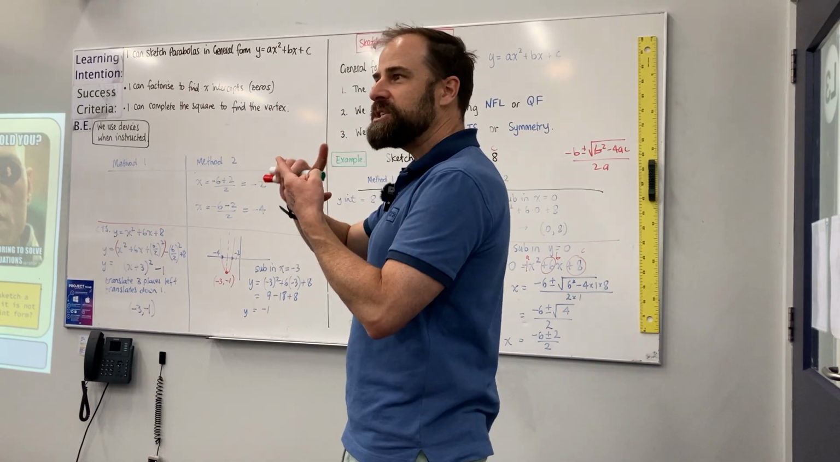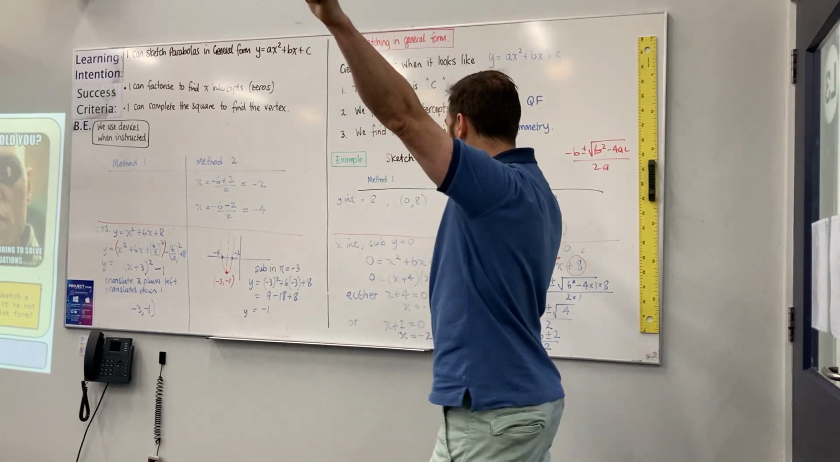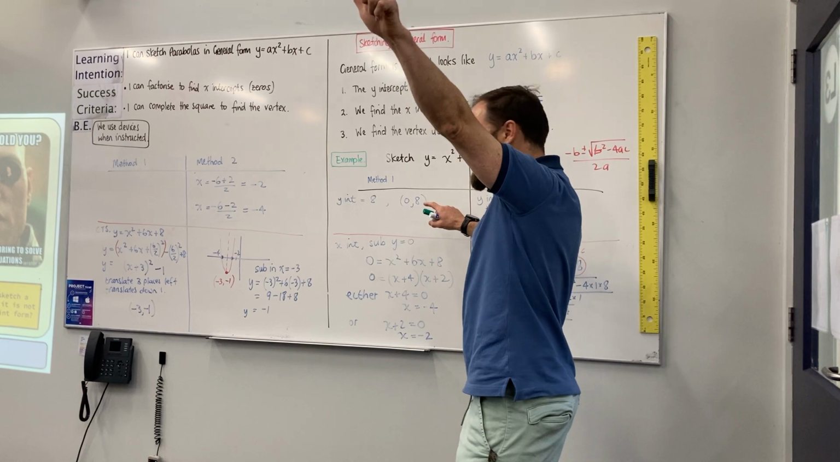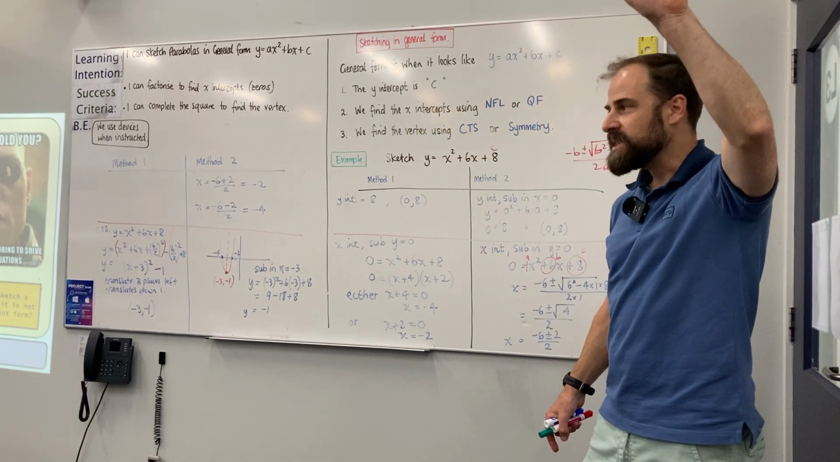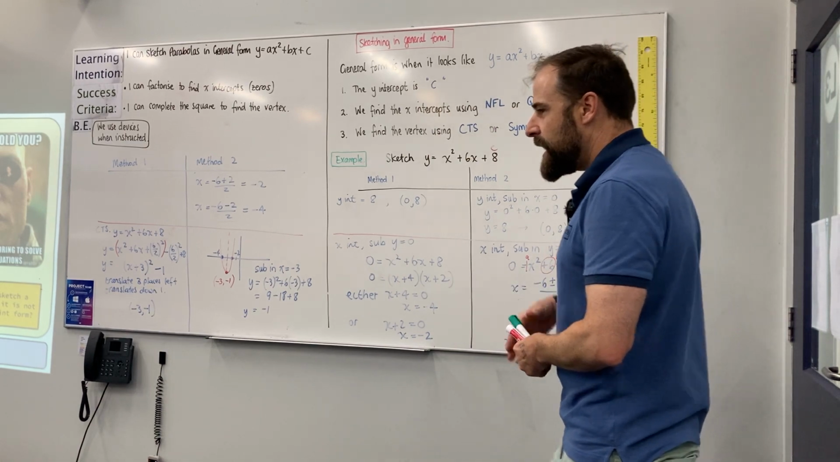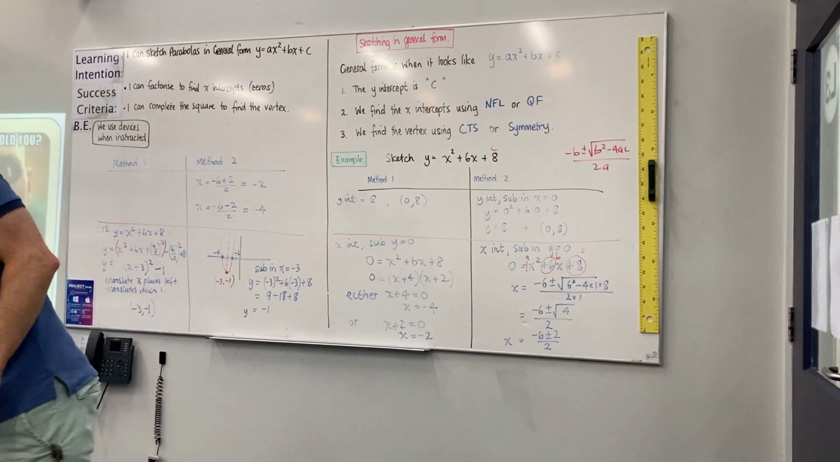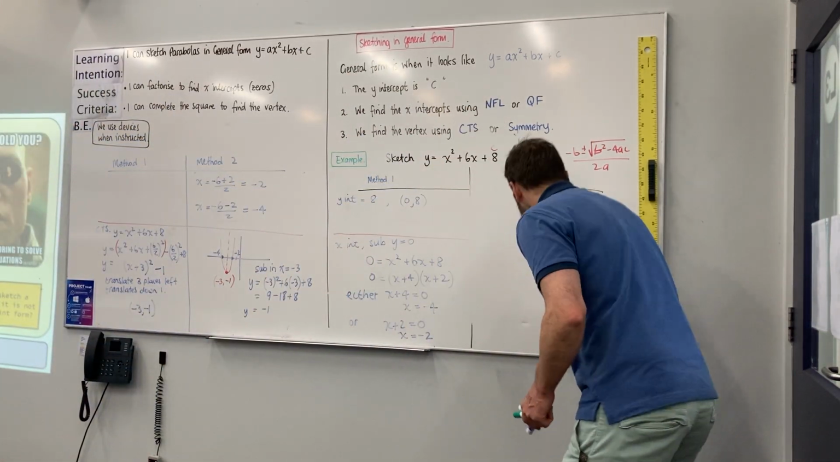What are the 3 points you have to put on a graph? 3 key features. Turning point, x-intercepts, y-intercepts. Have we found those 3 key things? Yes. So the last thing I've got to do is sketch my graph. And because this is being filmed and you can get it later, I'm going to rub this out. And I'm just going to draw my sketch graph over here.